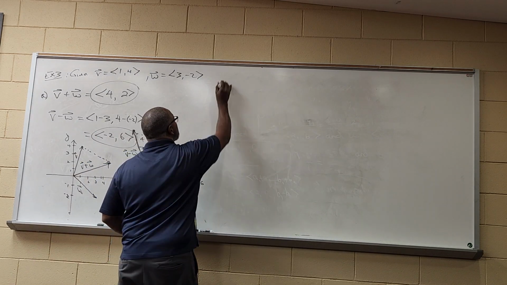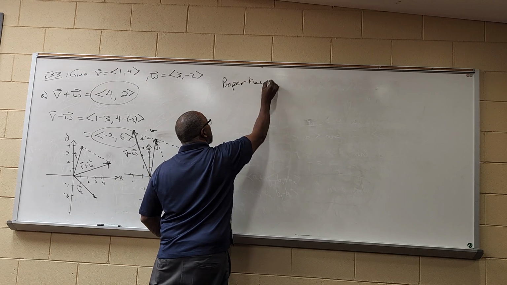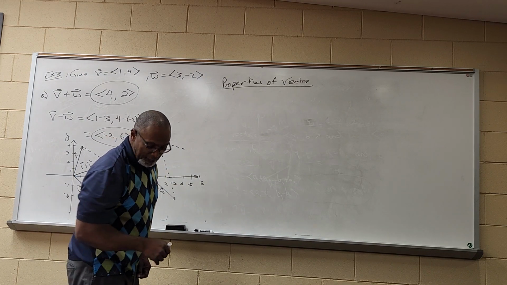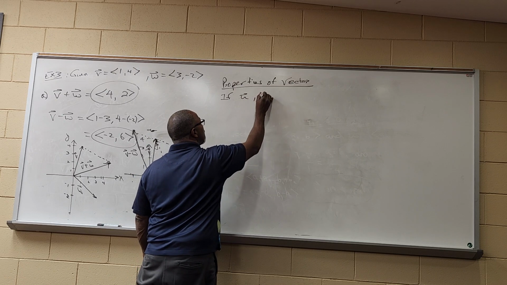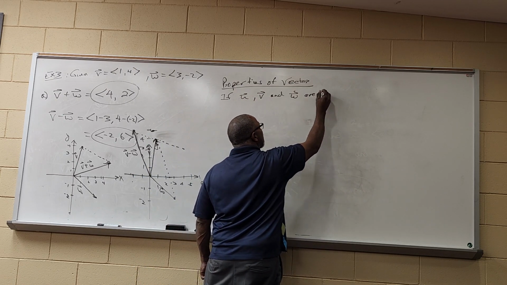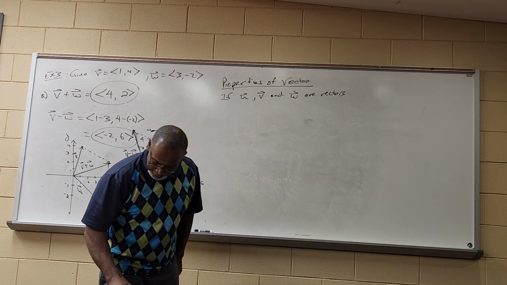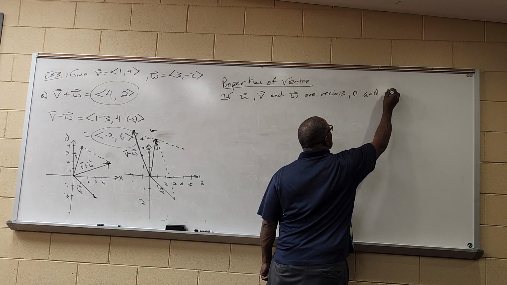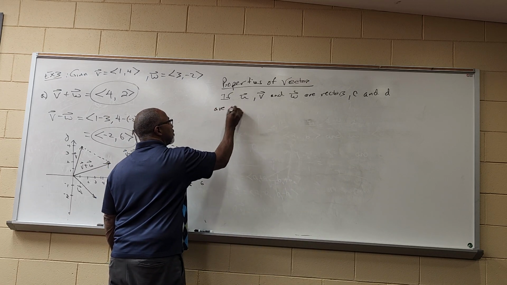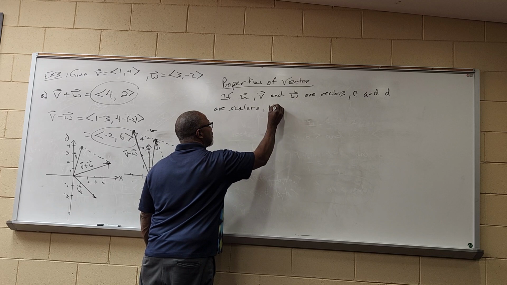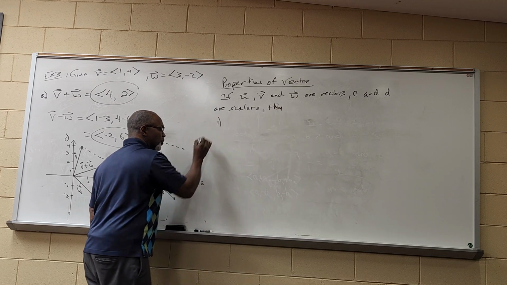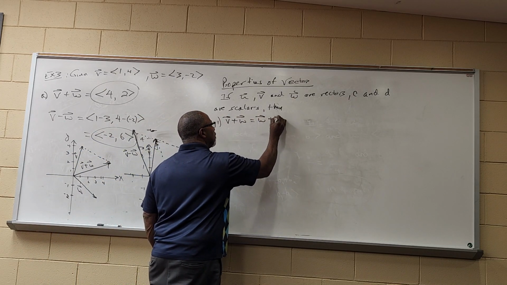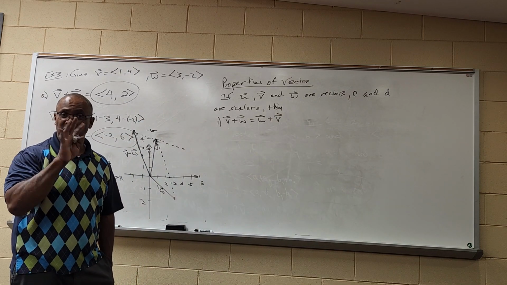So properties of vectors. They say if U, V, and W are vectors, and C and D are scalars, so just numbers, then number one, V plus W is W plus V. So vector addition is commutative. The order does not matter.